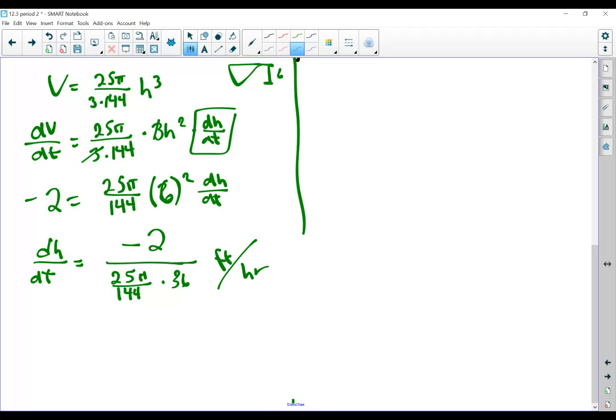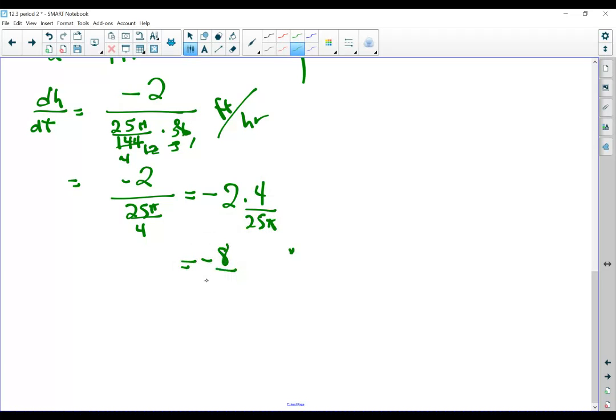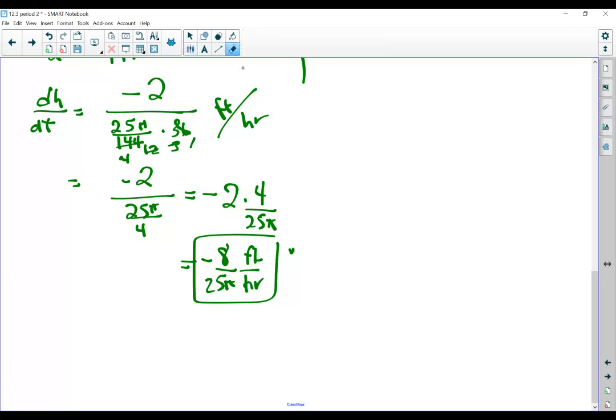Now, if you just need me to clean this up for the sake of practicing, because you're like, Miss Bowman, I need you to clean it up. Okay, so let's clean it up. So -2, 36, 12 goes into 144 12 times and 3 times, and that actually is 1 and 4. So it's -2 over 25 pi over 4, which is the same thing as -2 times 4 over 25 pi, and that gives me -8 over 25 pi feet per hour. And that would be like the simplified, cleaned up numerical answer. Okay, so that's option 1.